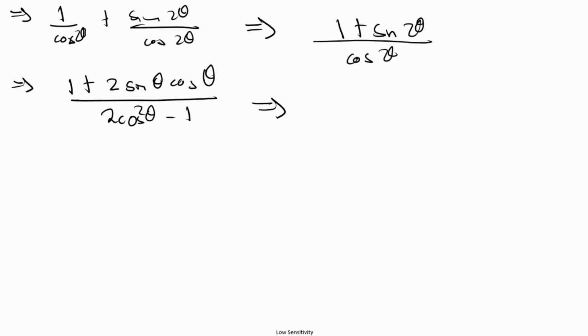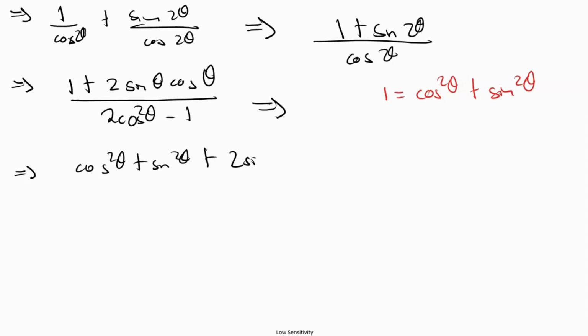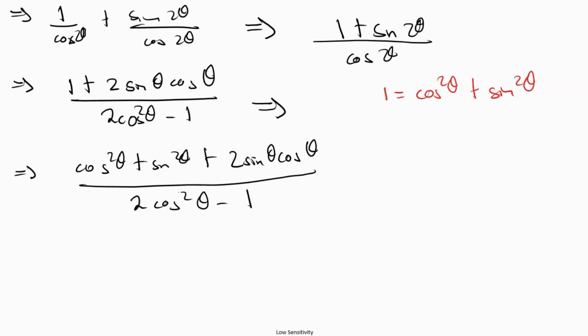We know that 1 is equal to cosine squared theta plus sine squared theta. So we can use that. We can continue here and say this becomes cosine squared theta plus sine squared theta plus 2 sine theta cosine theta all over 2 cosine squared theta minus 1.